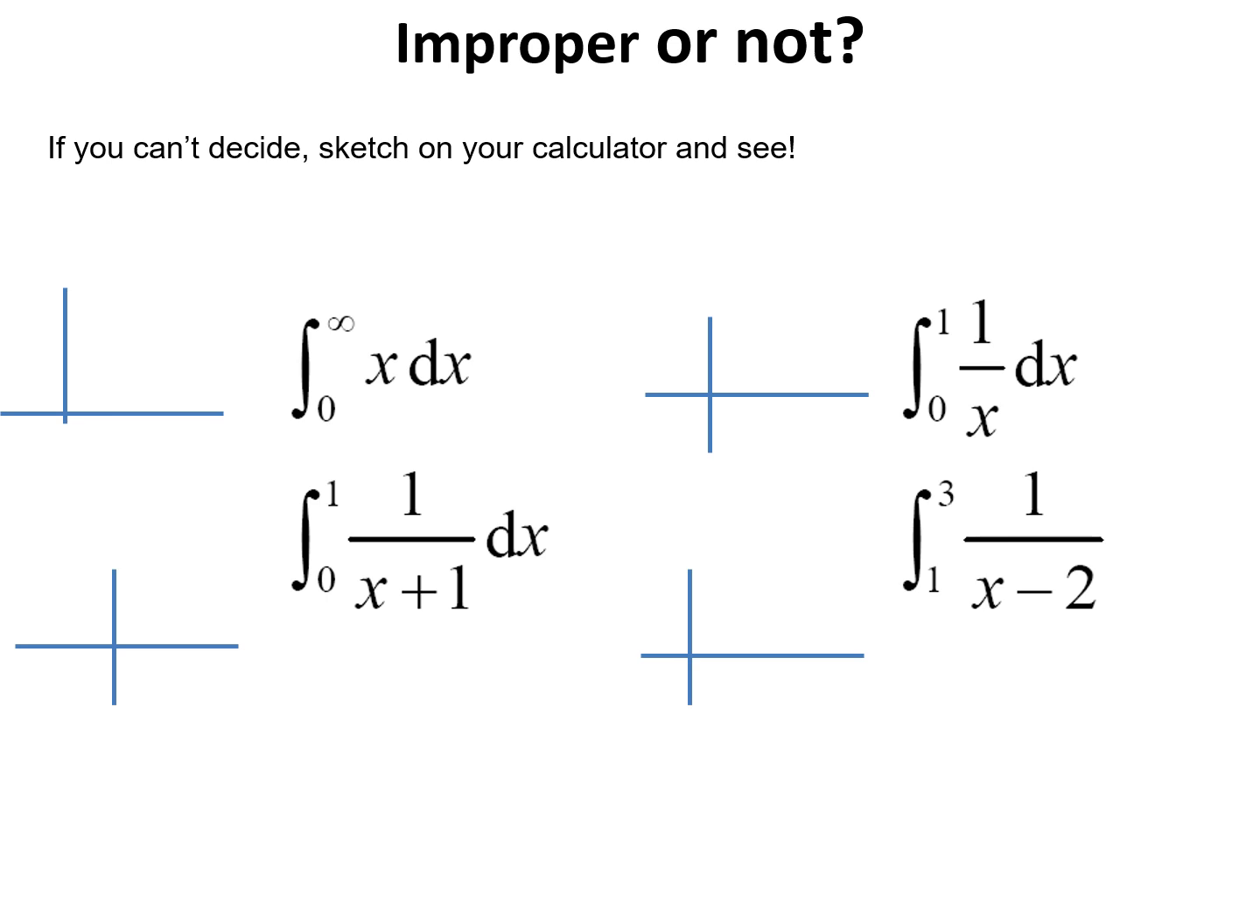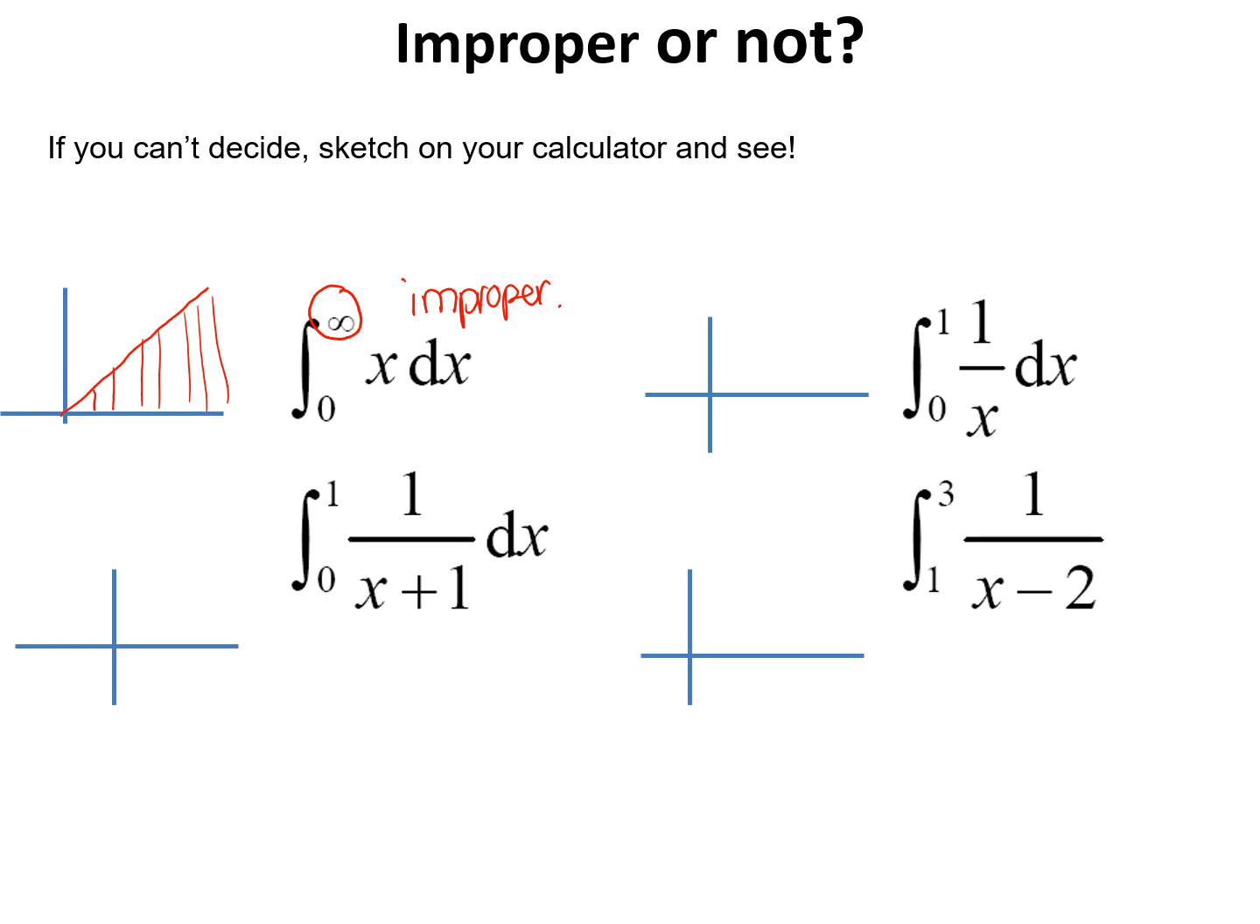So this graph, obviously, if you can't decide, well, it is obviously improper because one of the limits is infinity. That's the graph, and you can see the area of that will be getting bigger and bigger and bigger. But it's improper anyway, because one of the limits is infinity. We couldn't work it out.